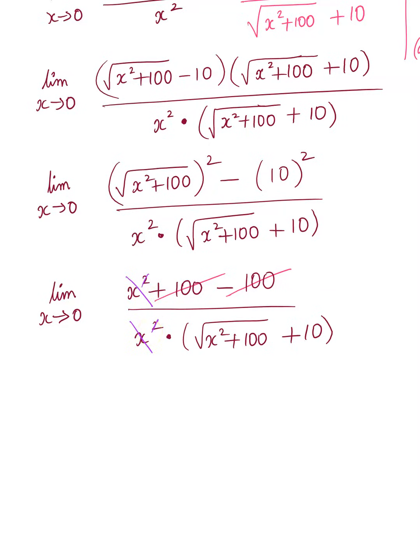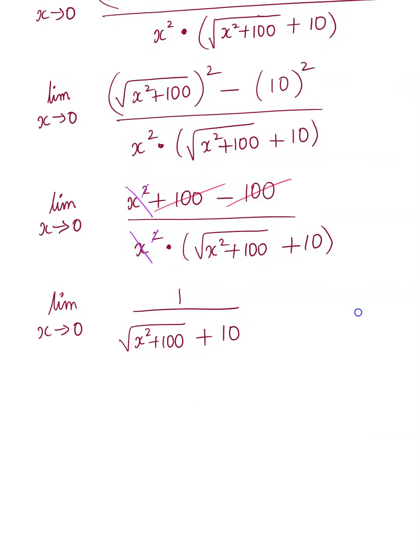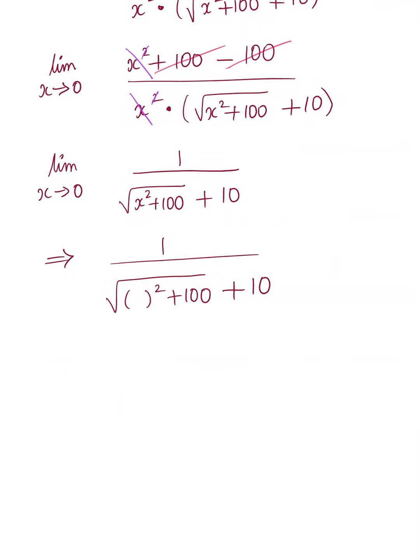That will then leave you with the limit as x approaches 0 of 1 over square root of x squared plus 100 plus 10. Now you can happily substitute 0 in the place of x. Again, remember, in the place of x, bring in the parentheses. I know it is a 0, you're already processing it and all that.